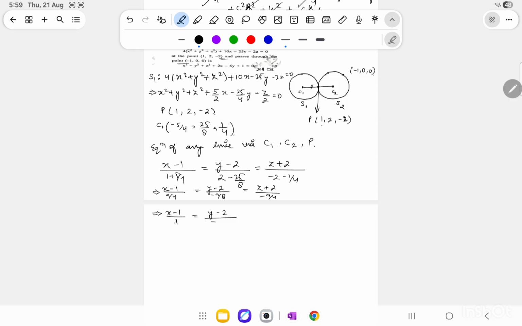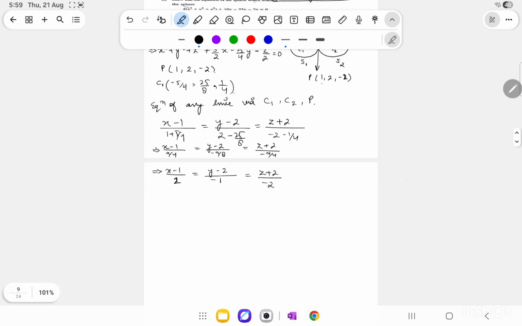Let's just divide by 9/8. I'll get here (x-2)/... equals to (z+2)/-2. Since my equation of line is in symmetrical form, I can easily find any arbitrary point lying on this line. So any arbitrary point on it, let's name it as capital X, will be (2r+1, -r+2, -2r-2).